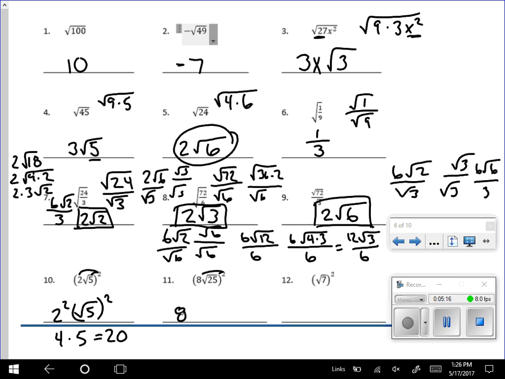So 8 squared times the square root of 25 squared. So 64 times 25. And that is 1,600. Okay, and then this one would just be the square root of 7 squared. So the square root of 7 times the square root of 7 gives you 7.